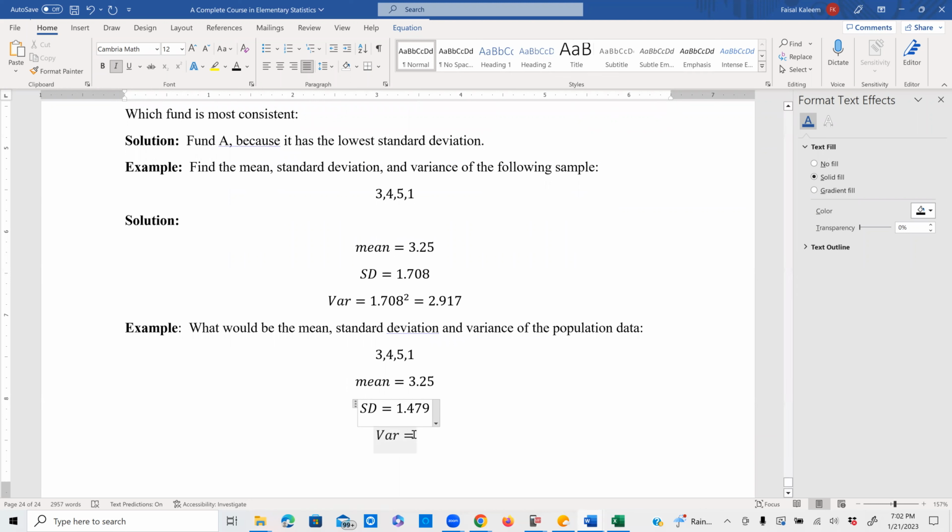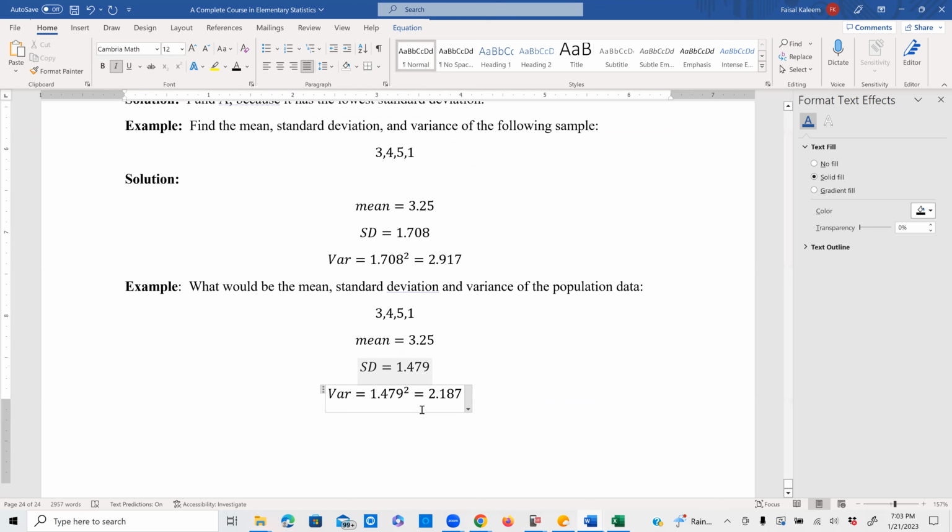And now variance will be the square of that. So the square of 1.479, and that I find to be 2.187. And again, we are assuming that they ask us to round to 3 decimal places. They can ask us to round to any number of decimal places.